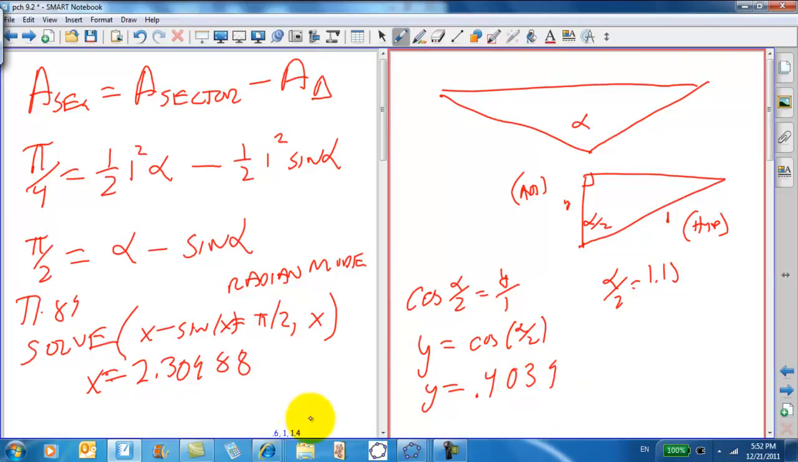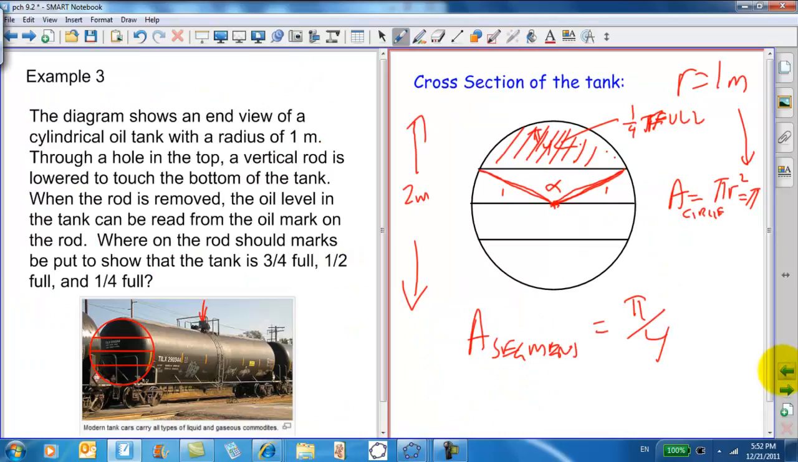And so that's why we get these book answers here. Going back to our diagram, this height here is 0.4. So we already agreed that at 1 meter, you've got it half full. If we go 0.4 up to 1.4, it should be 3/4 full. If we go 0.4 down to 0.6, it should be 1/4 full. So that's how you mark the rod that goes in.